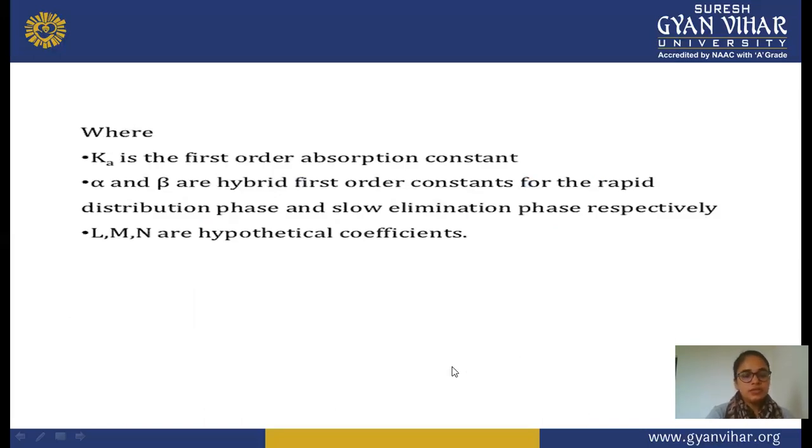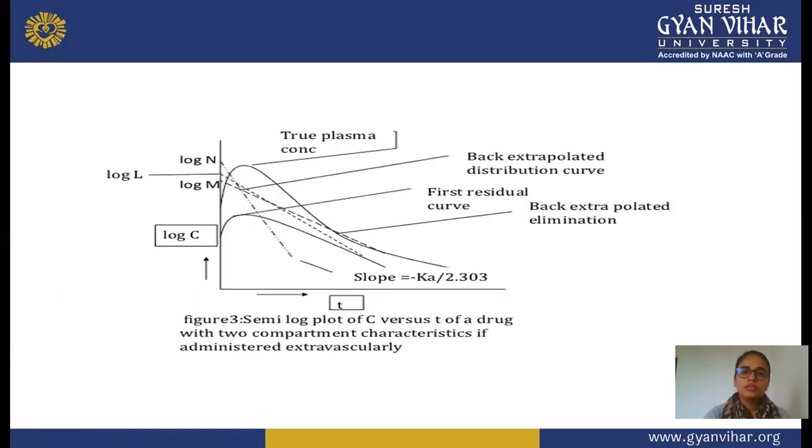Here K is the first order absorption constant. Alpha and beta are the hybrid first order constants for the rapid distribution phase and the slow elimination phase respectively, and L, M and N are hypothetical coefficients. This is the graph for this equation.